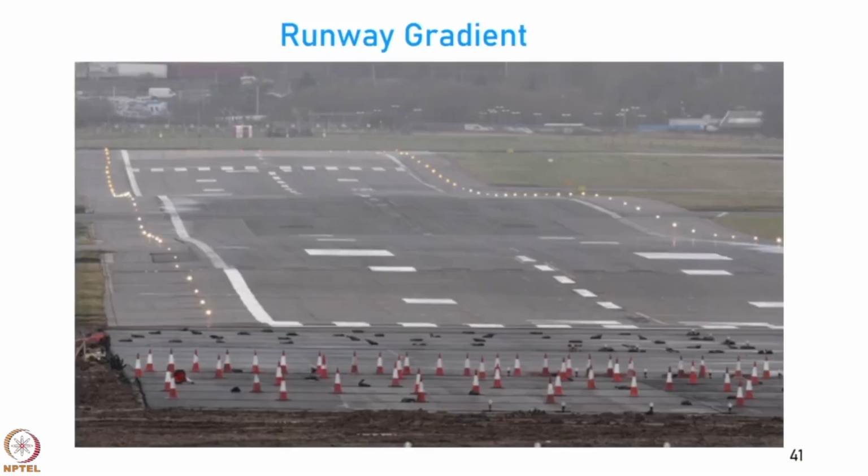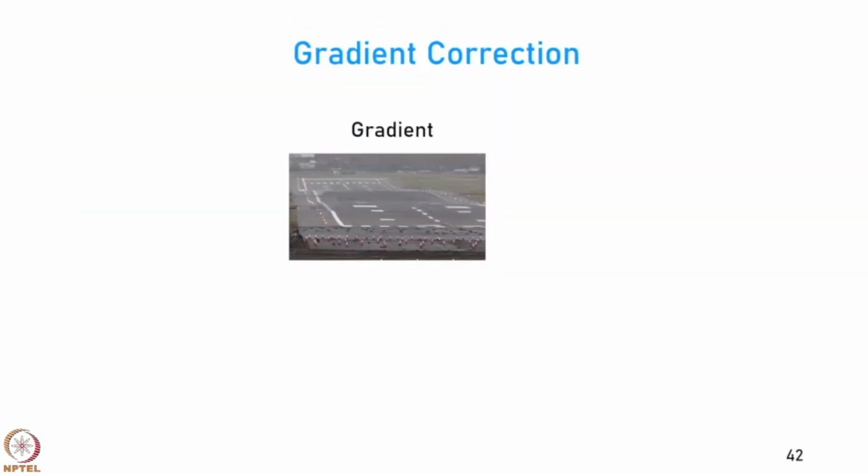Okay. Now, we look at the third aspect, which is the runway gradient. As you can see in this picture of an airport runway, it is not flat. You can see that it is wavy. This is almost the case in all runways. It is very difficult to make the ground completely flat because that will be very expensive. So, there is something called a gradient correction.